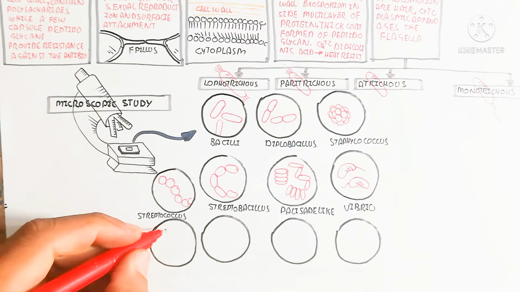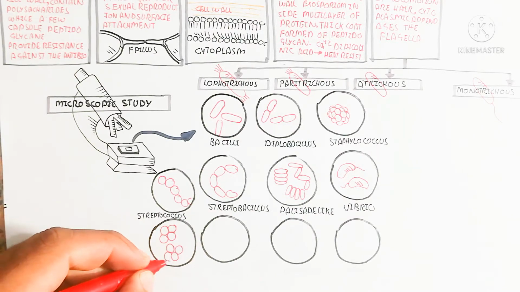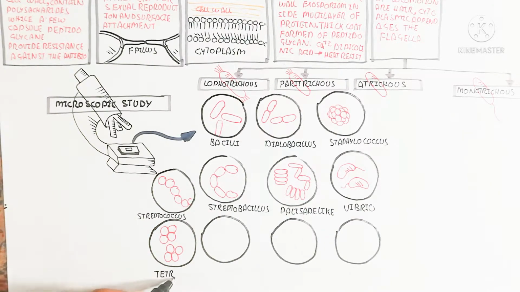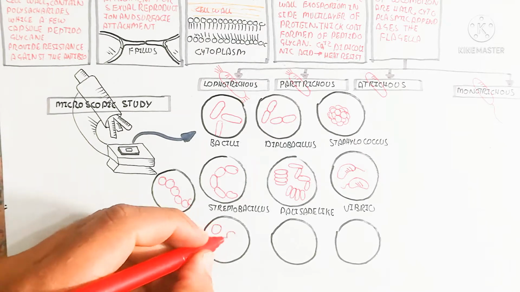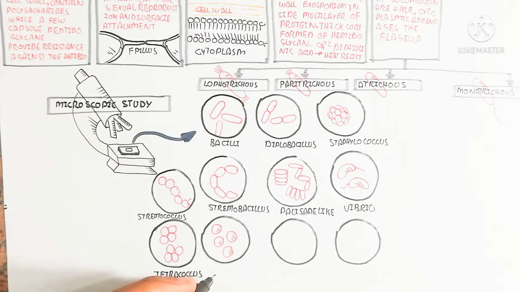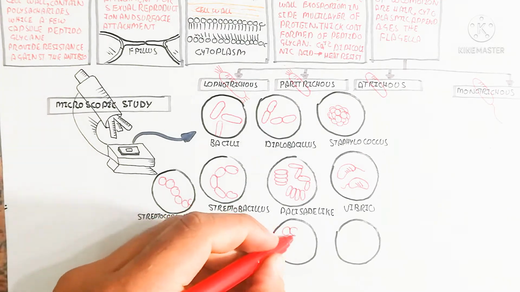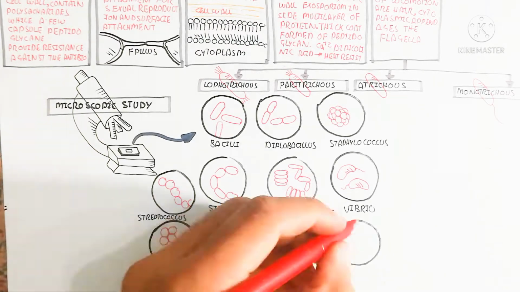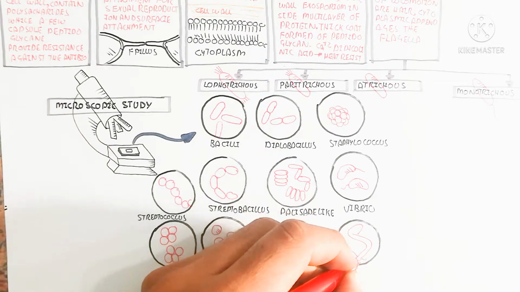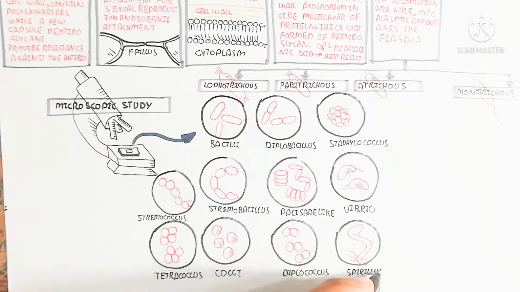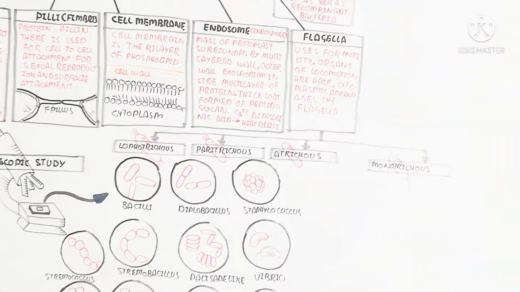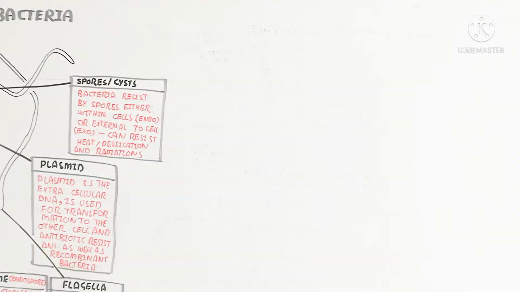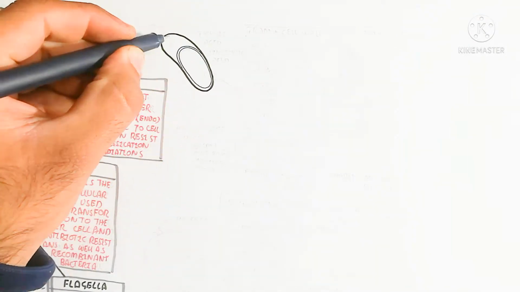And here is a vibrio. It is the comma-like structure. While the tetracoccus is made up of four cocci, so that is the tetracoccus. The tetrabacillus is also made up of four. So the coccus is the bead-like structure, while the diplococcus contains two beads. And here is the spirillum, which is a spiral-shaped bacteria, which also contains a flagella.